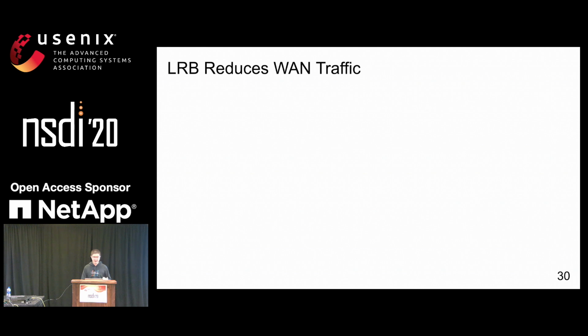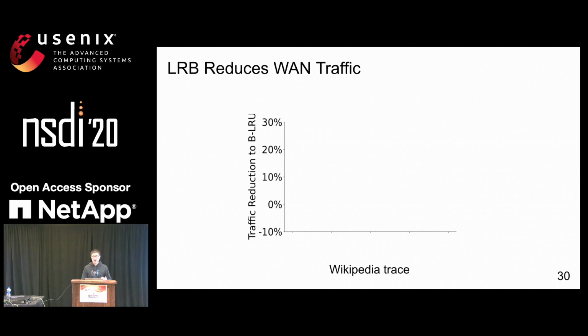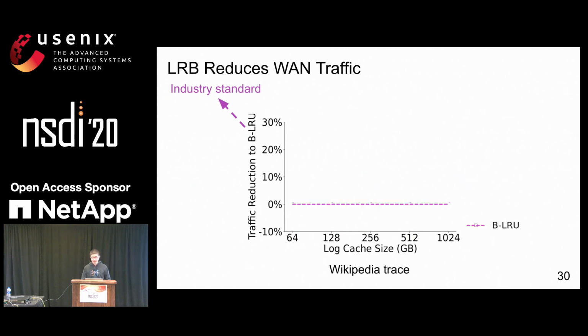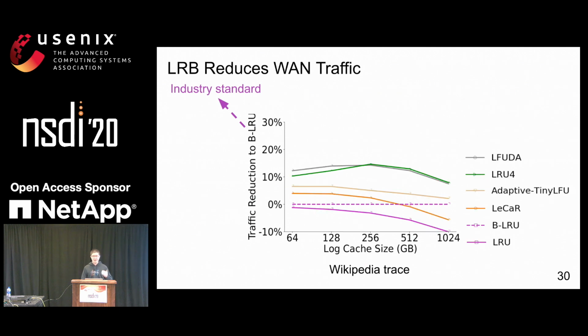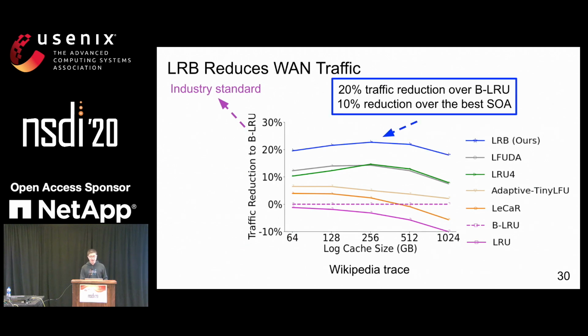OK, first, let's look at the result on the Wikipedia trace. The y-axis shows traffic reduction compared to LRU, which is an industry standard algorithm. And the x-axis shows different cache sizes ranging from 64 GB to 1 TB. In addition to the LRU baseline, we also show the top algorithm from our 14 tested algorithms. And our algorithm, LRB, achieves 20% traffic reduction over the industry standard and 10% over the state-of-the-art algorithm.